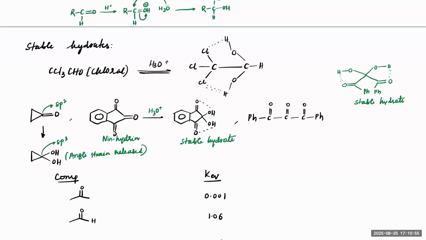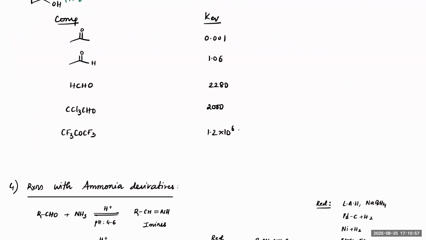Done? Right. Now, these are their respective K equilibrium values for the formation of hydrate. This is the hydrate equilibrium. Got it? Clear? So you can notice that CF3COCF3 has the highest K equilibrium. Of course, it has to be because it can make a very strong bonding. Done?